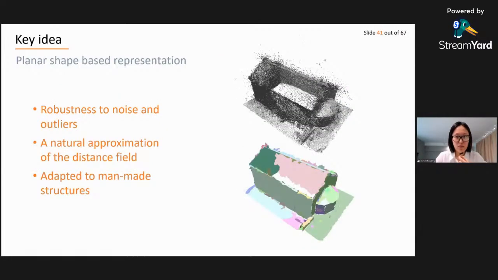The key idea of my approach lies in a planar shape-based representation for the underlying object. It comes with three advantages. The first is that planar shape detection methods offer good robustness to noise and outliers in comparison with directly working with raw point clouds, as we can see from the example on the right. Second, it gives a natural approximation of the distance field of the underlying surface. Third, it adapts well to man-made structures.